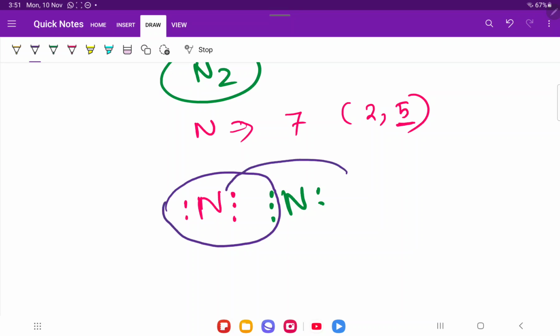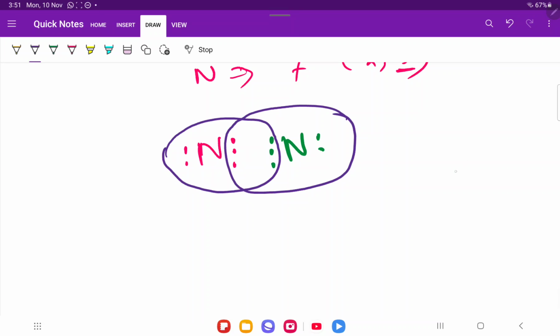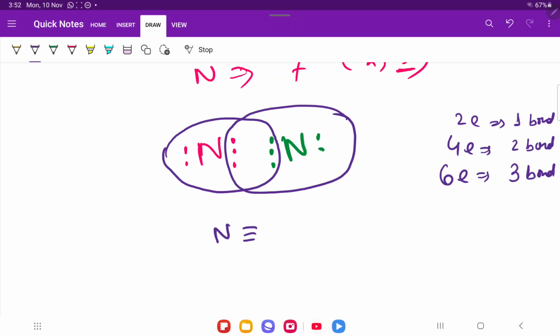Okay, form covalent bond, but that is triple covalent bond. You see here how many total electrons are used? Total 6 electrons are used. 6 electrons means 3 bonds. 4 electrons means 2 bonds, and 2 electrons means 1 bond. That is what is happening here. Now what is happening? N triple bond N here.